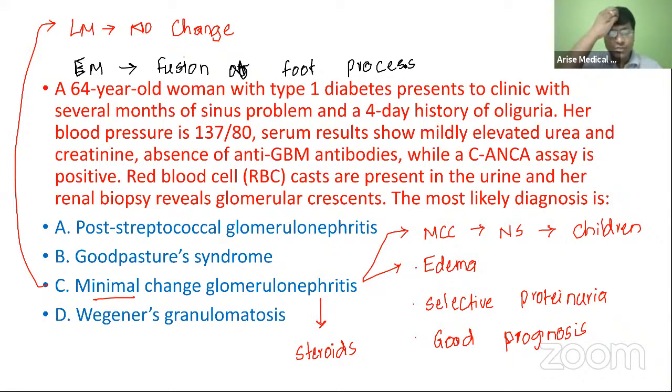But anyways, what is the diagnosis of this clinical question which is given to you? The diagnosis is Wegener's granulomatosis. And why is that? Because the CRP is positive. So, that is the reason why the answer is B, that is Wegener's granulomatosis. Now, we will move on to the next question.